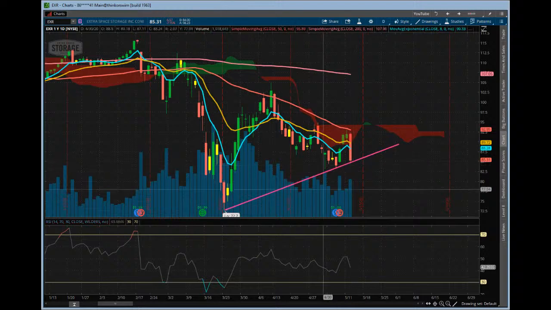Look for a little confirmation below this geometric line, and then below there. Otherwise, it's just a pullback to the geo line there. You might actually see a potential bounce off of that.